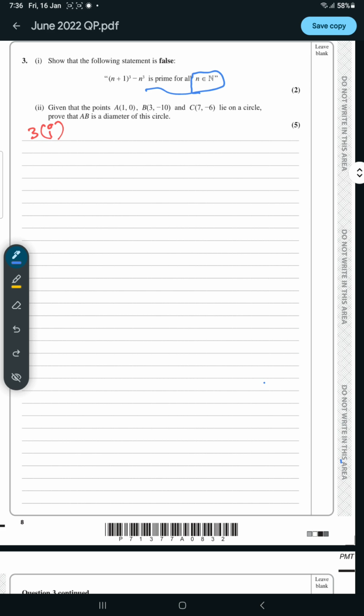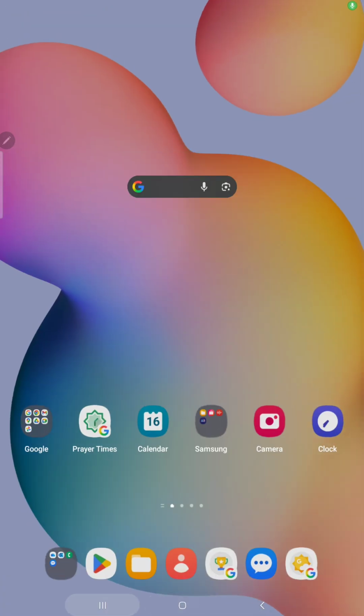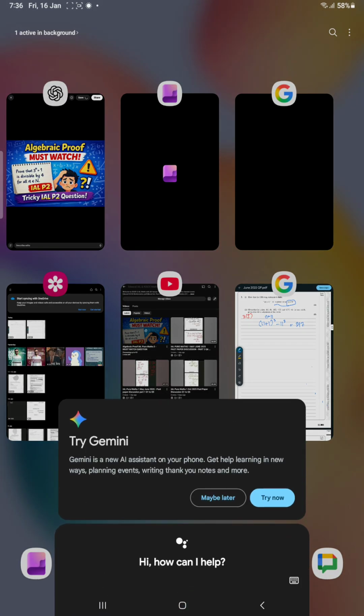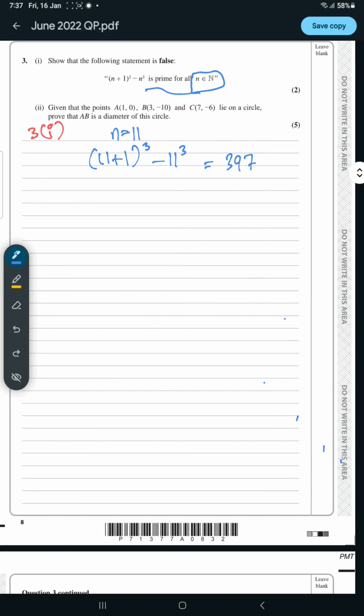Now let's assume that we can take any value. Let's say n is equal to 11. So (11 plus 1) cubed minus 11 cubed is going to give us 397, which is a prime number. So we have to use another example.